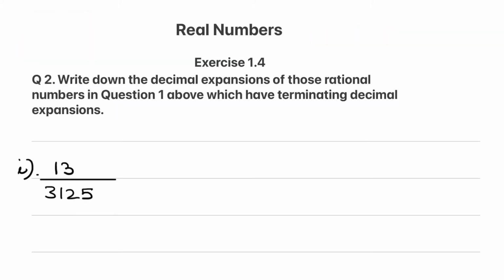Hello everyone. So we have finished the first question of exercise 1.4 of real numbers in our previous video, and now we have to do the second question.